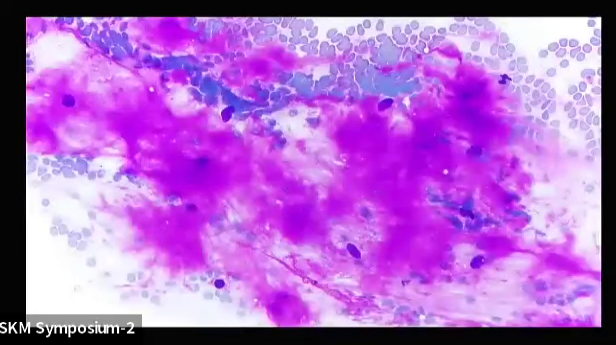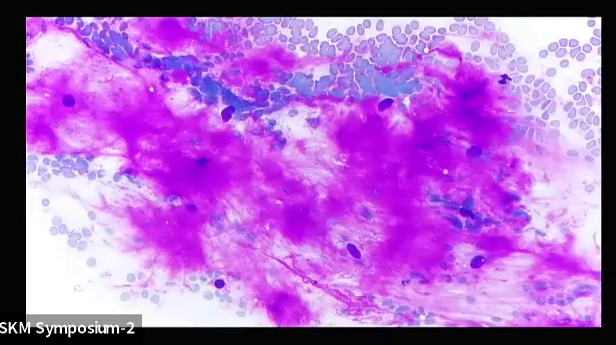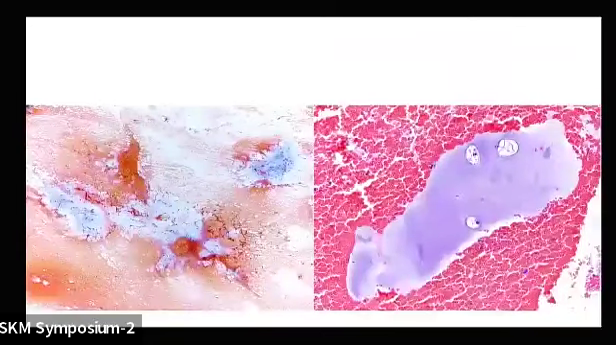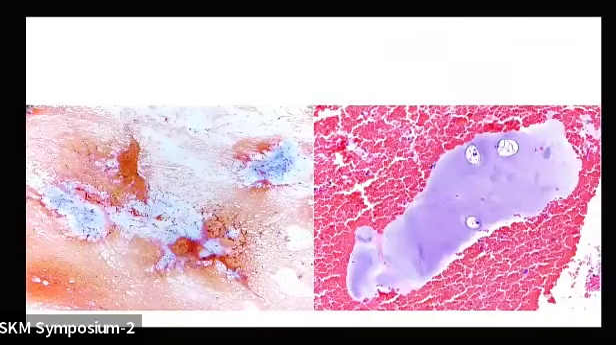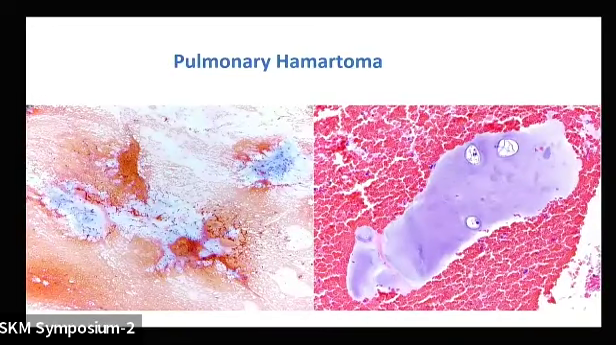Similarly, when you find myxoid material along with dispersed nuclei, which are far apart, not showing any atypia, you have to look at them carefully. This is again a cell block and the Pap stain smear demonstrating what looks like benign cartilage. So this would be representative of a pulmonary hamartoma.